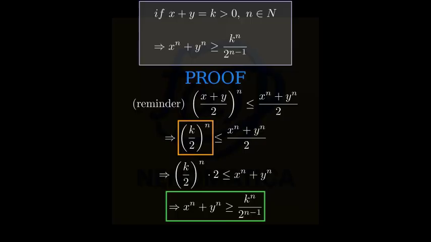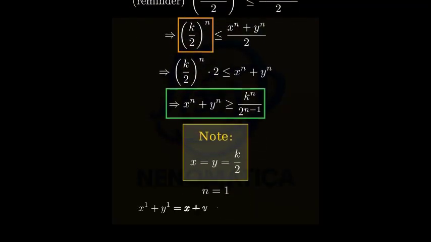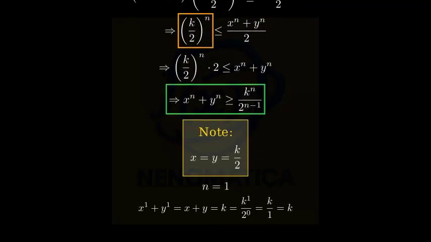Let's also note an important condition for equality in this inequality. The necessary and sufficient condition for equality is when x equals y equals k over 2. This means that equality holds when both variables are equal to half of their sum. Finally, it's worth mentioning that when n equals 1, the inequality becomes a simple equality. This is because when n equals 1, the right side becomes k divided by 2 to the power of 0, which is just k. And we know that x plus y equals k from our initial condition.